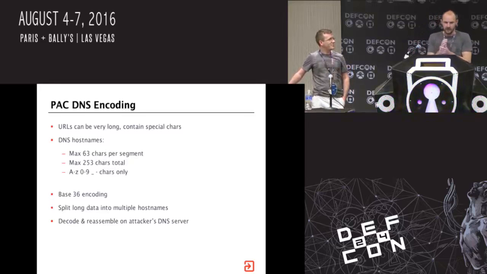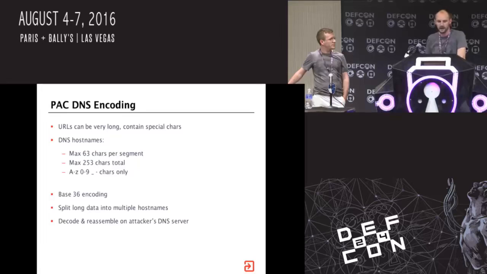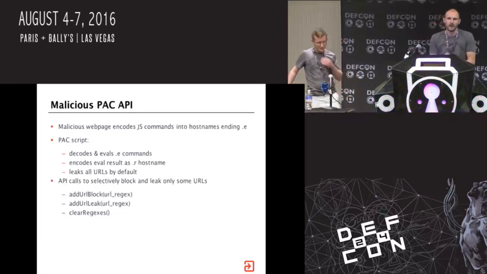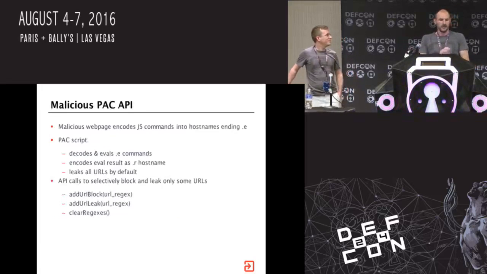So what we ended up doing was base 36 encoding all of the data, not the most efficient, but very easy to do. Splitting long data into multiple host names, so multiple subdomains and host names, and then performing more than one lookup for each leaked URL if the resulting DNS query was more than 253 characters. And then this is decoded and reassembled on the attacker's DNS server. So that's how we get the information out.